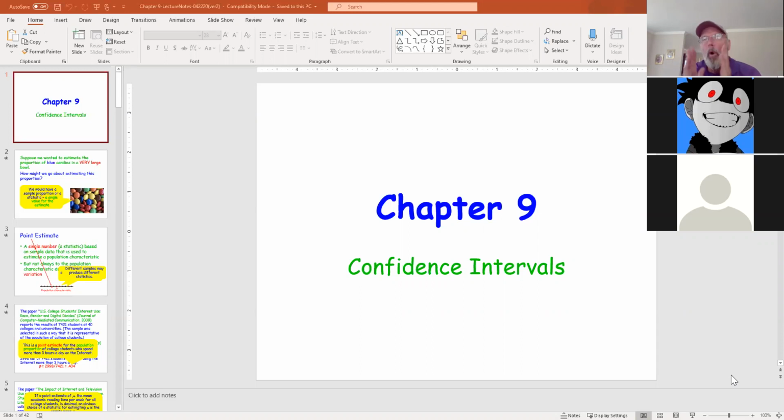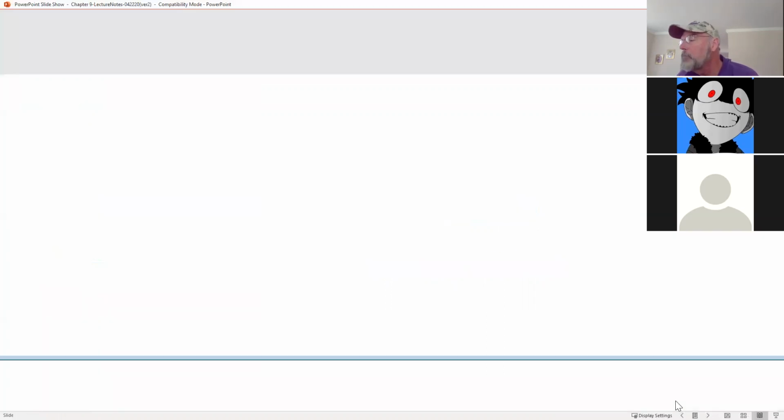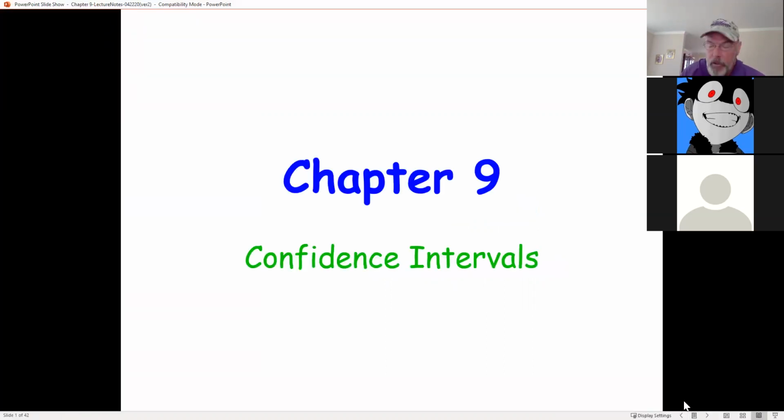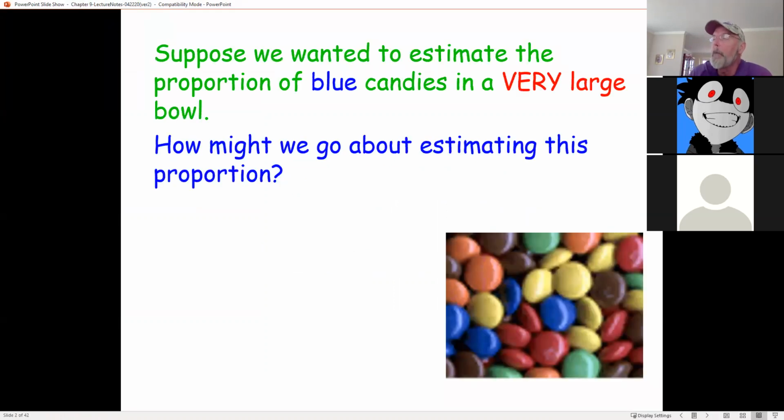It's sort of a point estimate at the center, and it has an interval that goes along with the amount of variance around that estimate. Okay. So let's take a look at this here. Okay, Chapter 9 in your book, confidence intervals.